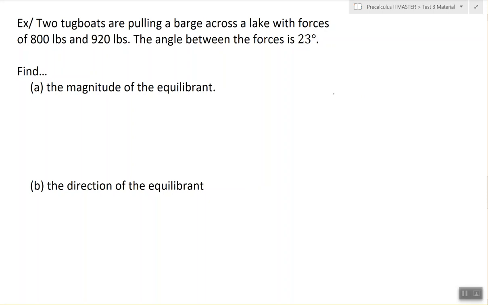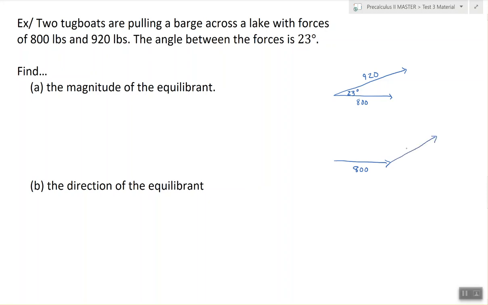See, I have this vector length of 800. We can just go ahead and put it horizontally, which is a nice way to picture it. And this other tugboat is pulling the barge this way at a force of 920 pounds, and the angle between those is 23 degrees. So you're going to do a little bit of moving around. Let's start with our 800 here and move head to tail.